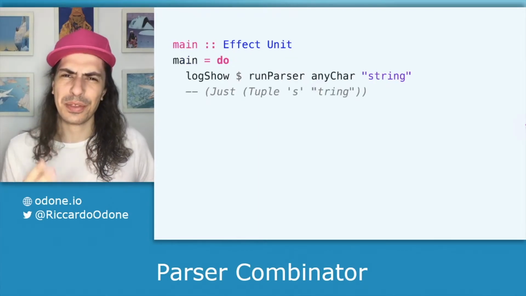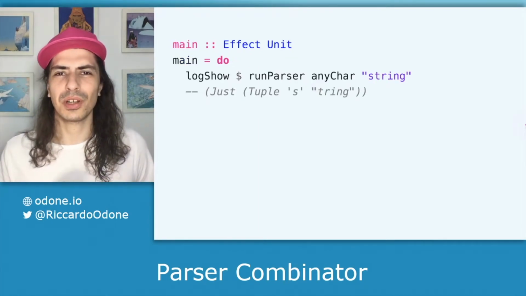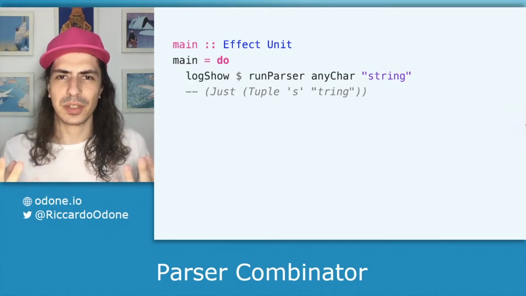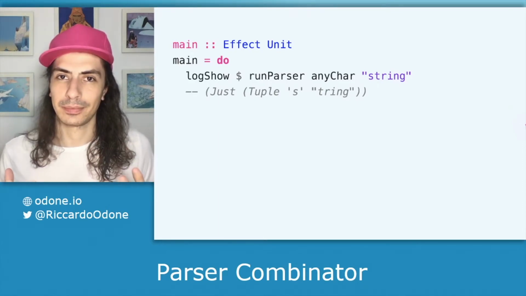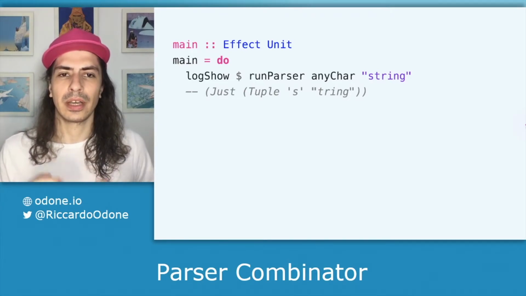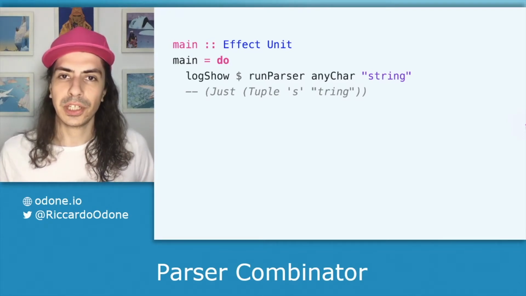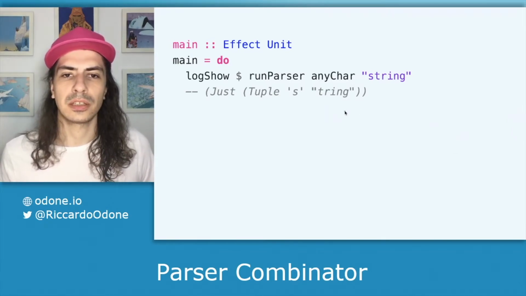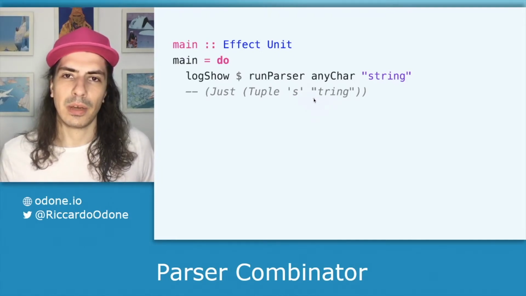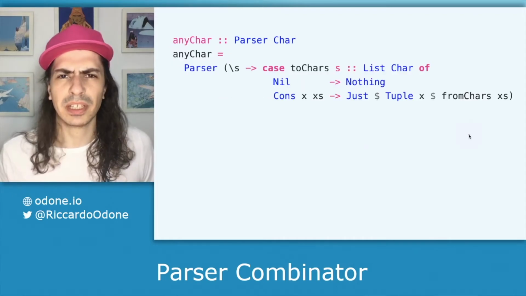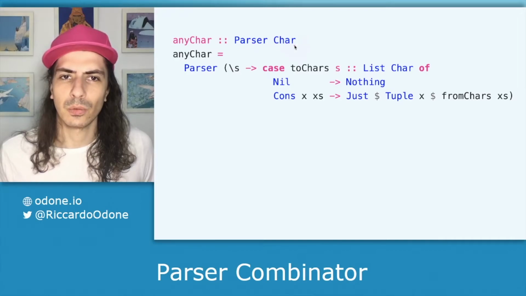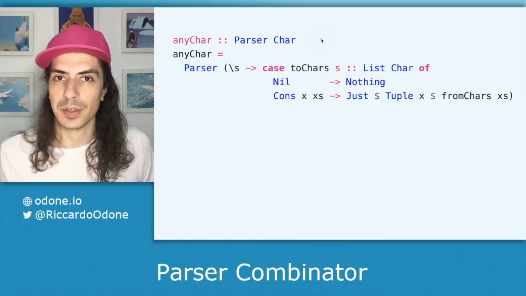Now let's get into something slightly more useful. So here we want to have a parser that is capable of parsing any char. So for example, if we decided to run any char on the string, we would get out as an intermediate result the character s, and the remaining string would be string. Okay, but how does any char work? So the idea is that it's a parser of char. We saw the char part because the intermediate result before was the character s.